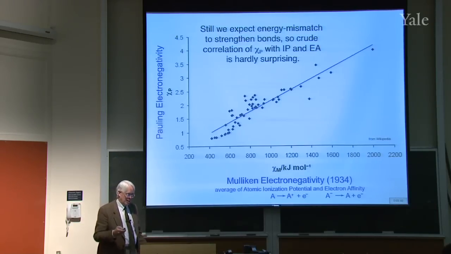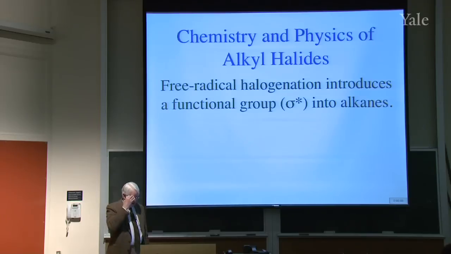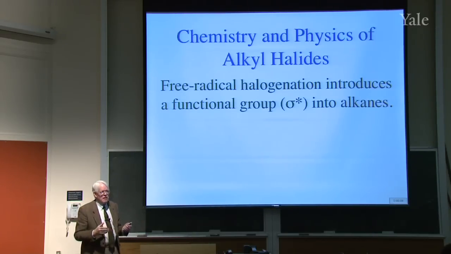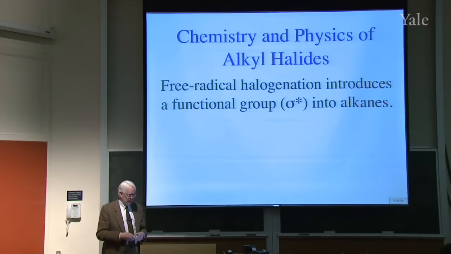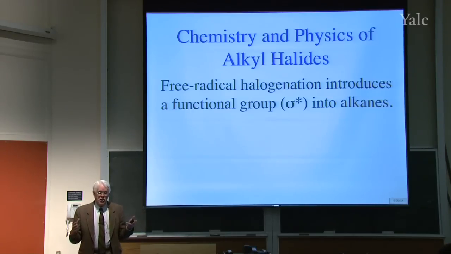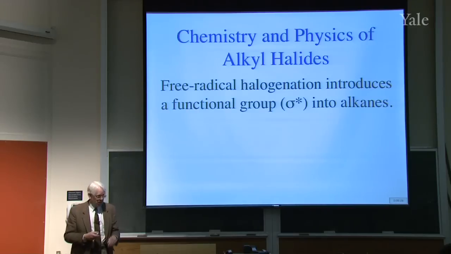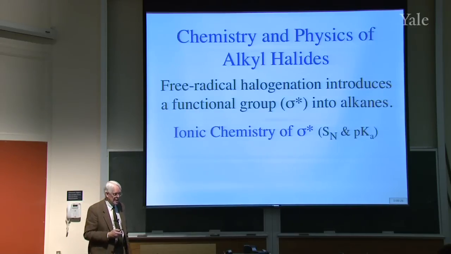Okay, that's just a little bit of a side light to what we're actually talking about. The chemistry and physics of alkyl halides we're going to talk about now. Free radical halogenation introduces a functional group into alkanes. Normal alkanes don't have a functional group, unusually high HOMO or low LUMO. Once you've done a free radical reaction on those, now you have this unusually low LUMO, sigma star. So you can begin doing things with it.